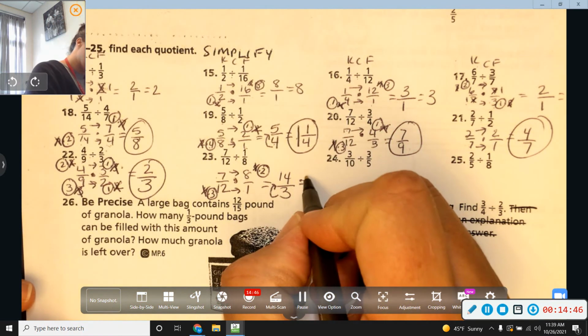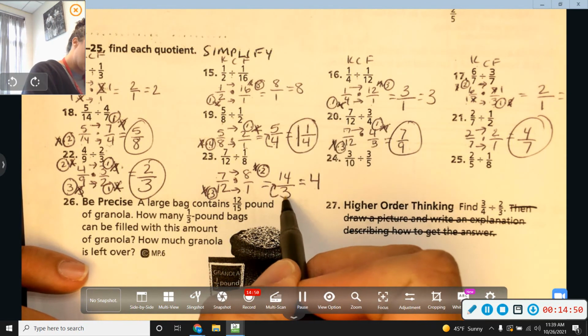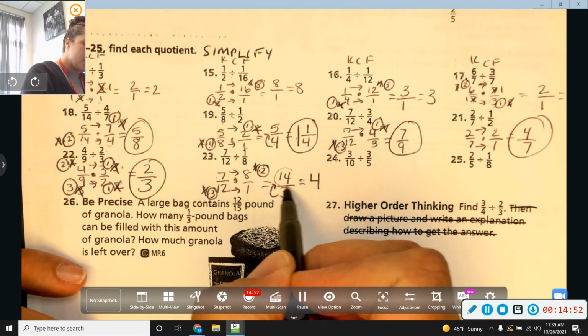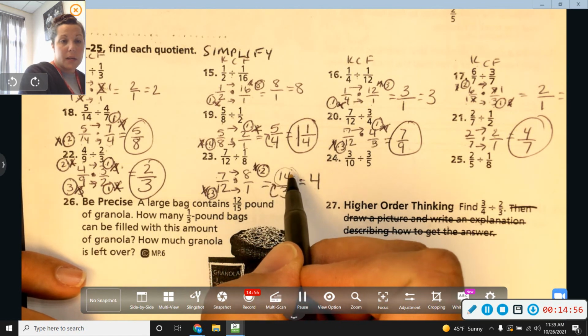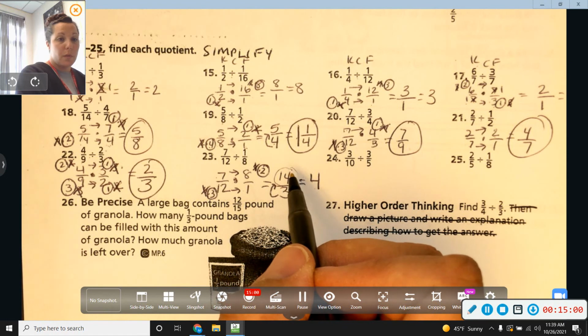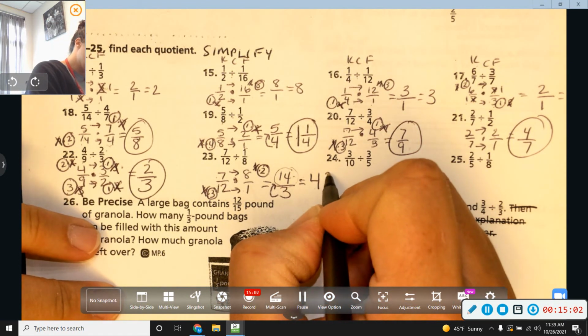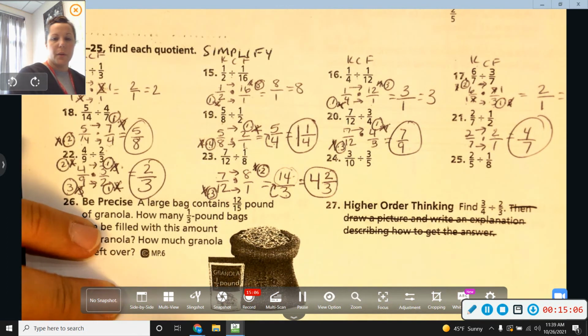So I know it can go in there 4 whole times. 4 times 3 is 12. So if there's 14 of them, and I've used up 12, how many do I have left? Well, I can take 12 in my head and count up. 12, 13, 14. Well, that's 2 left, and my denominator stays the same at 3. Okay?